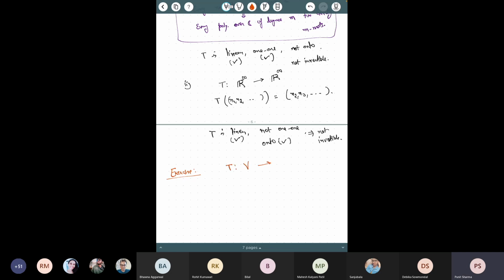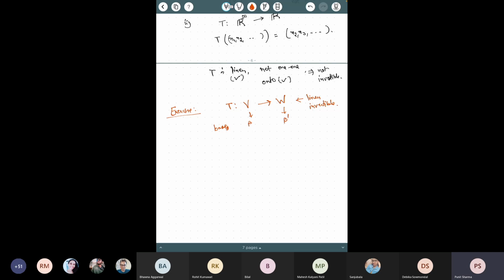So if T is a linear transformation from V to W, let's say this is linear, and assume that it is also invertible, and assume that we have a basis B for V and B dash for W. Then the matrix of T inverse with respect to B dash and B is equal to the inverse of the matrix of T with respect to B and B dash. Okay, so this I give you as an exercise.